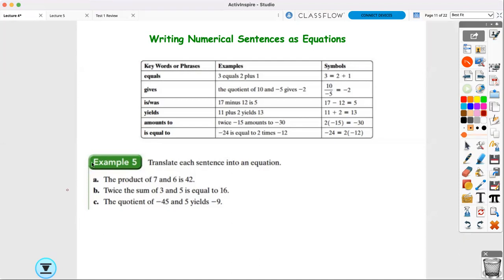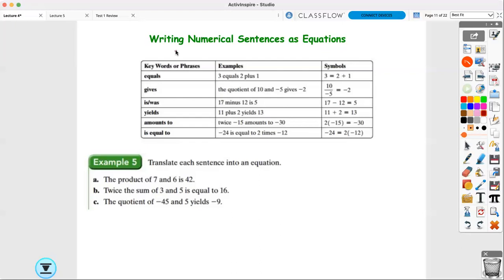All right, is anyone still setting up the chart or the example? Anyone need more time before I start working it out? All right, if no one needs more time, I'll go ahead and jump into it.